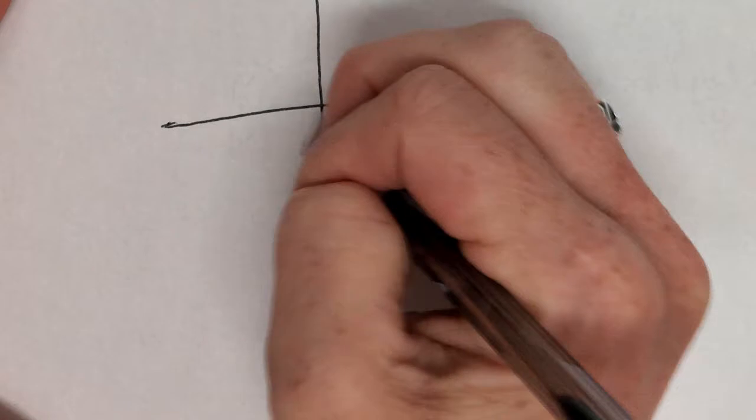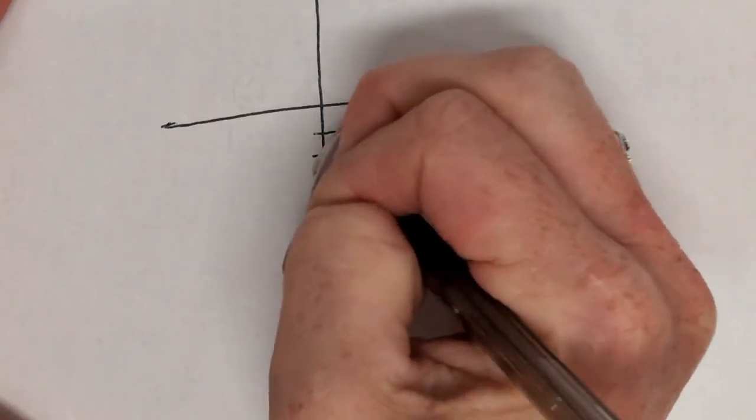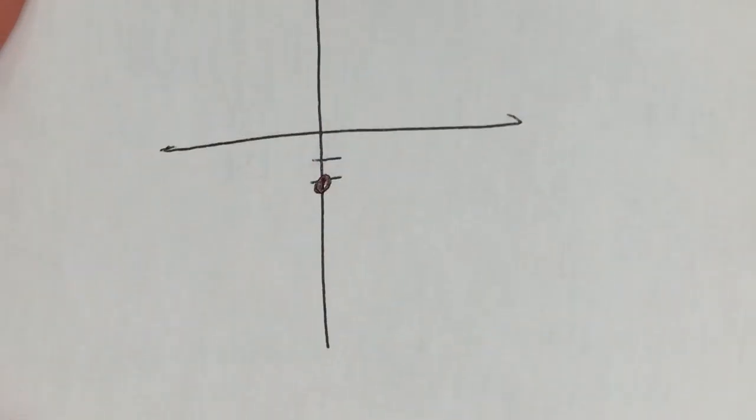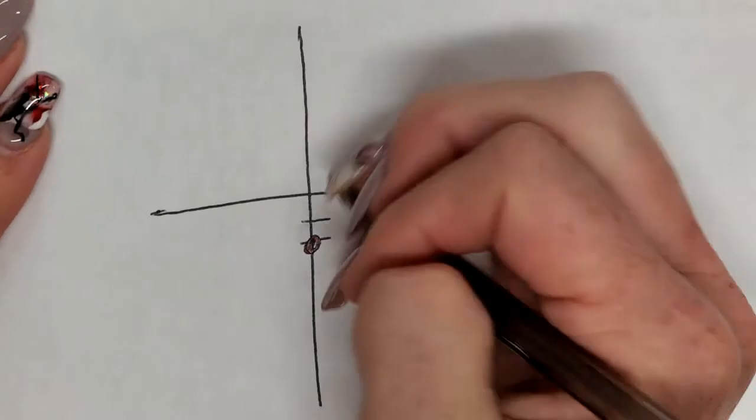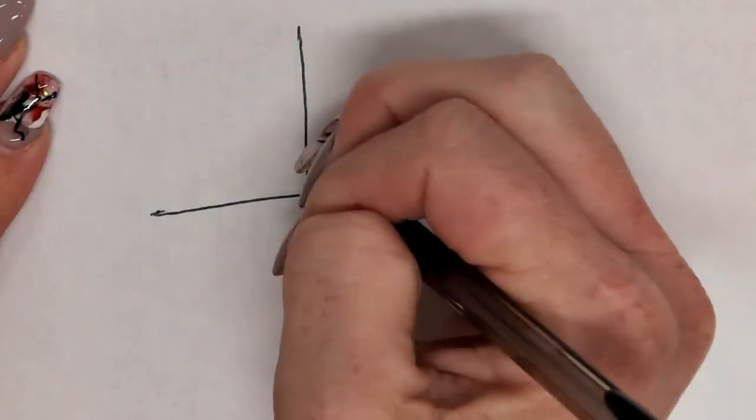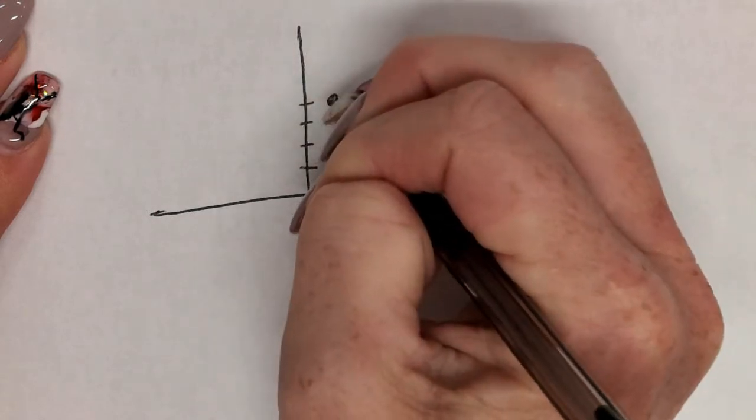What was the first point? 0, negative 2. So on the x-axis, go to 0, go down to 2, put a dot. Y'all don't have to do this. Okay, the next dot is at what? All right, here's 1 on the x-axis. Here's 4. 1, 2, 3, 4. Here's my dot.